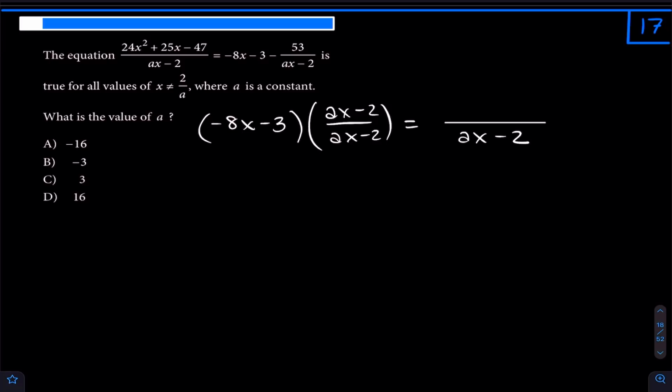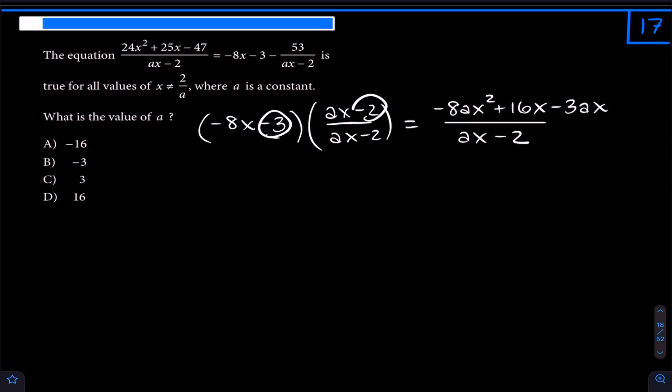And in the numerator, that's going to be a little grosser. We're going to have a negative 8x times ax. That'll be negative 8a, and then there's two x's, so it's x squared. Next, we'll do the negative 8x times negative 2. That will give us a positive 16x. We have a negative 3 times ax.